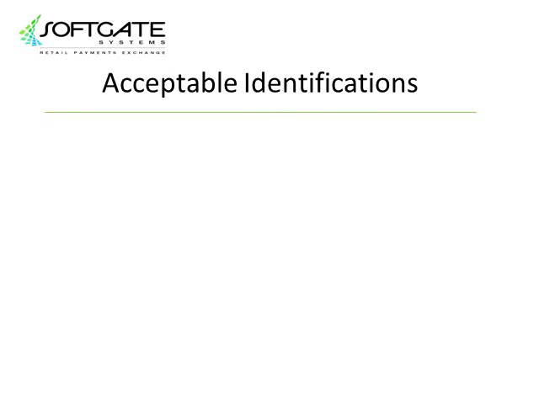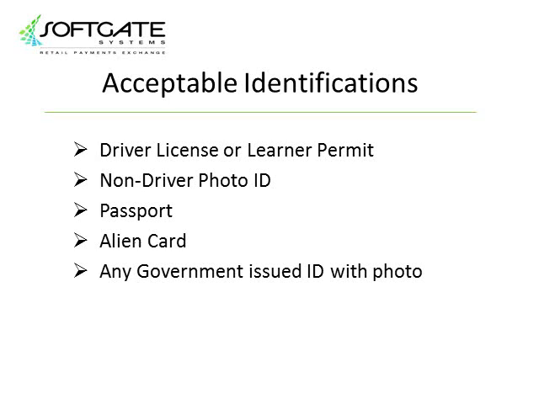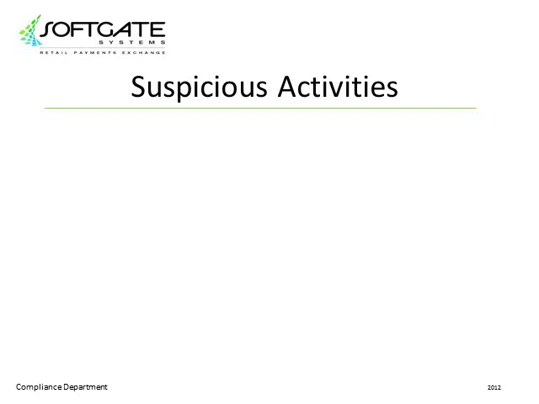We accept the following type of identifications: driver license, non-driver photo ID, passport, residence card, or any other picture identification issued by the government. Now that we know the limits to request identification and the type that are acceptable to us, let's see some alerts to detect suspicious activities.